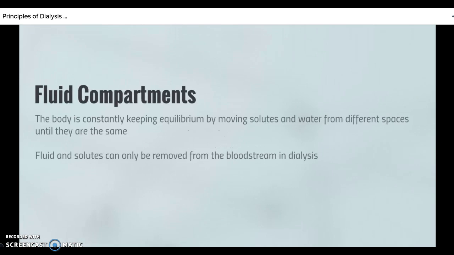The next thing we're going to talk about is different fluid compartments, and I did touch on this briefly, so now we'll get into it a little bit more. So the body's job is to constantly keep this equilibrium by moving solutes and water from different spaces until they're the same. So fluid and solutes can only be removed in the bloodstream in dialysis.